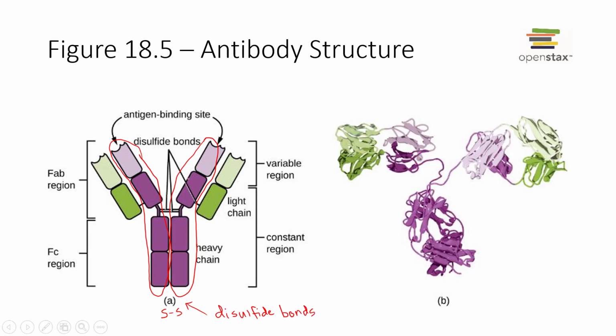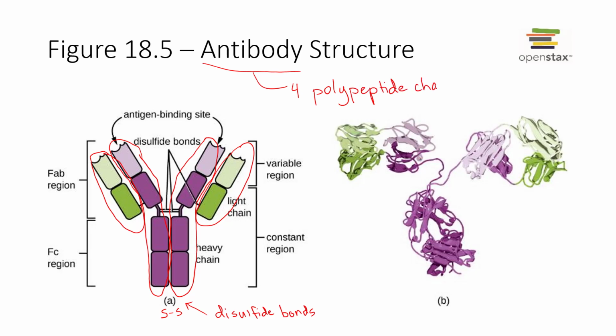Then there are 2 light chains. So the light chains are shown in green. So there's a light chain and there's a light chain. So composed of 4 polypeptide chains. Two heavy. They're called heavy because they're longer. So you see the purple ones are composed of 4 subunits, and the light chains, the ones in green, are composed of 2 smaller subunits, so they're smaller. So 2 heavy, what we call 2 heavy and 2 light.